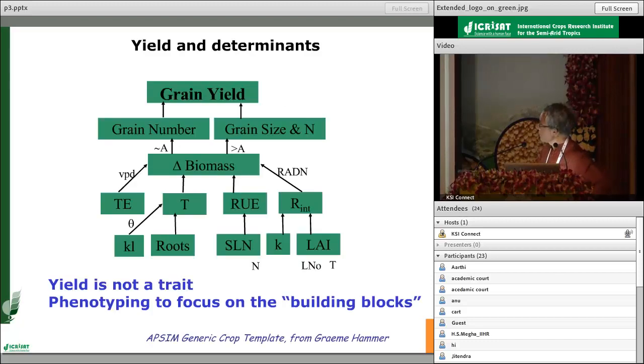All right, so this is the crop genetic template of a crop model called APSIM. The only reason why I want to show you that is if grain yield is what we want, eventually, we have to be clear that there are a number of building blocks behind it. So yield is not a trait, and the focus of my presentation is going to be on those building blocks of drought adaptation.